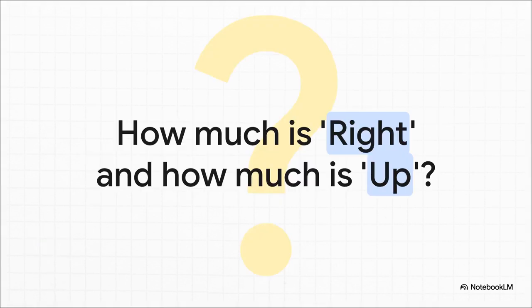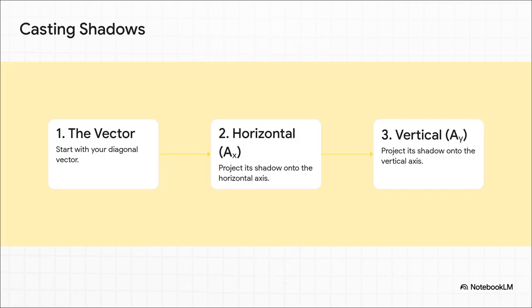When we see that diagonal arrow, can we figure out exactly how much of that journey is purely to the right and how much of it is purely up? So how do we do it?